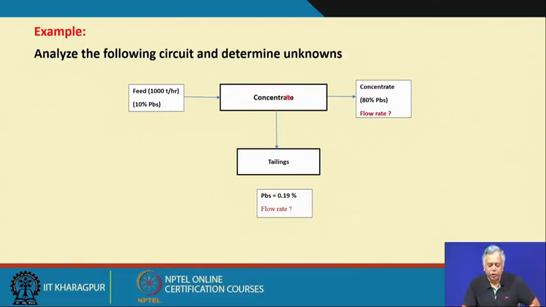Now, you have got a unit operation, we call it concentrator. It has got two products, one is concentrate and one is tailings. In the concentrate, you have got 80% PbS, okay, and in the tailings the PbS is 0.19%. So, I need to know the mass flow rate of the concentrate and the mass flow rate of the tailings. By using the equations we have discussed, we want to calculate back all these unknowns.